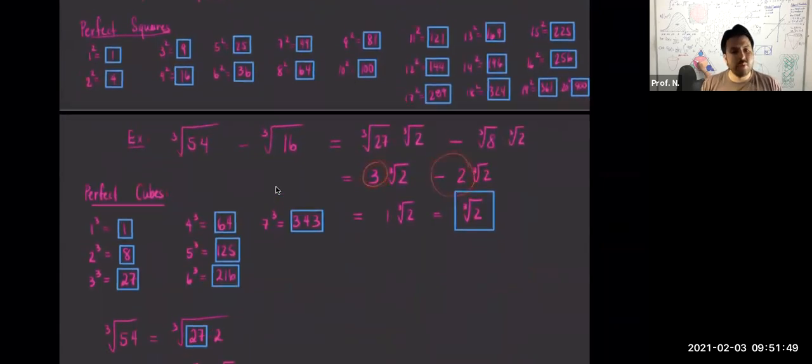Indeed, 3 minus 2 is 1. That's correct. But think about it. 1 multiplied by a number, isn't it that number? So 1 times the cube root of 2 is just the cube root of 2. So we just leave it. Nothing wrong with putting the 1 in it, but it's not needed, not necessary.